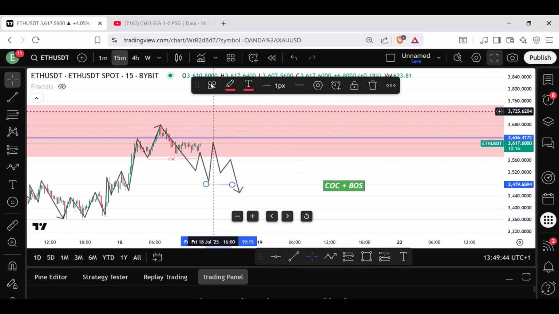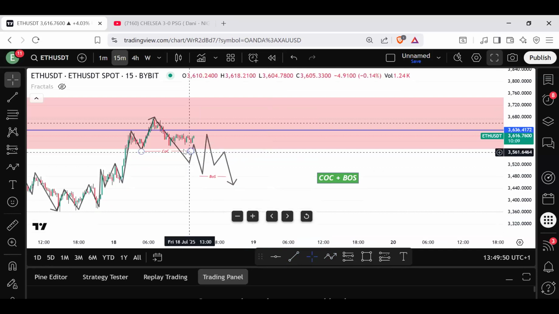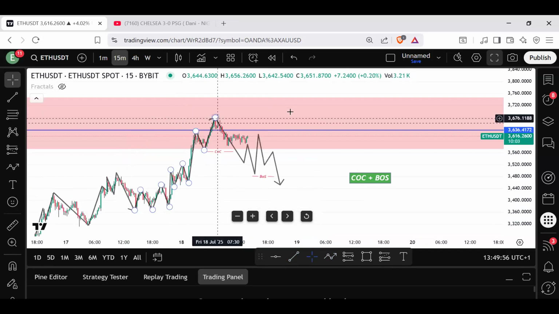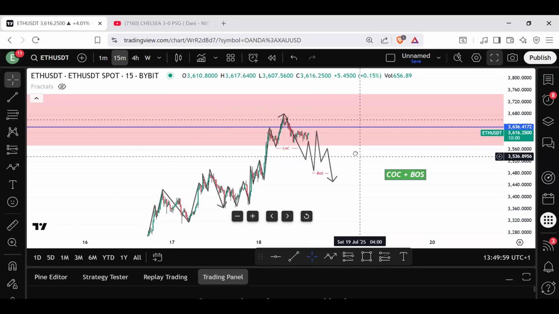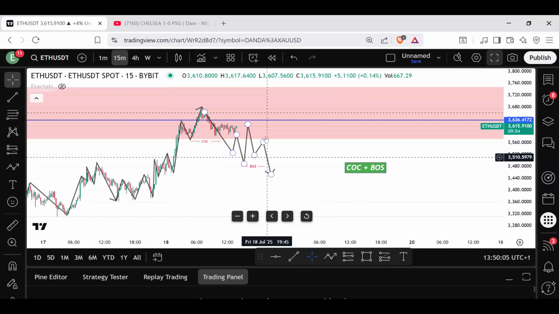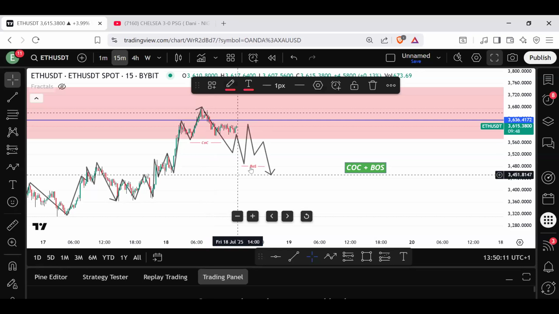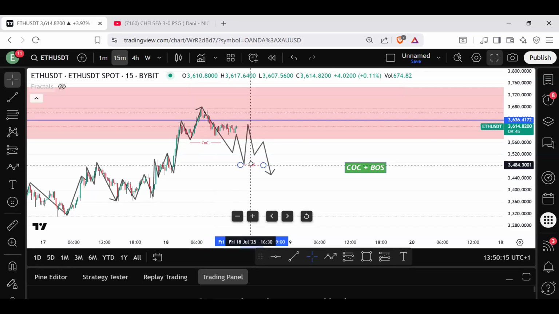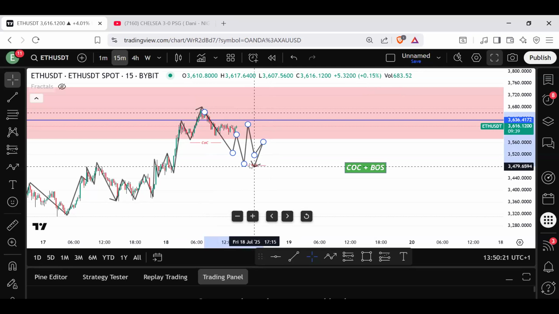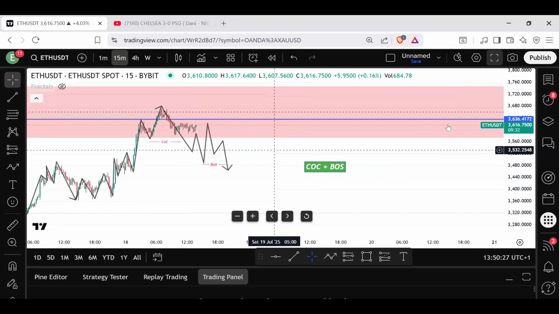So when we see this, it is confirmed. It's an indication that sellers are here. On the 15 minutes time frame, that's what I'll be looking for. I want to see COC formed, followed by a valid break of structure, meaning price goes below this point. So we have to wait in that case.